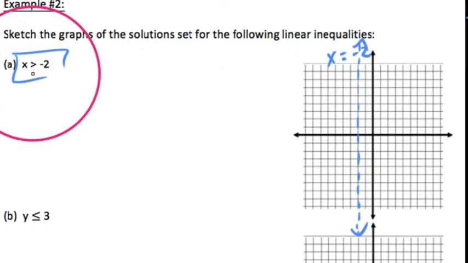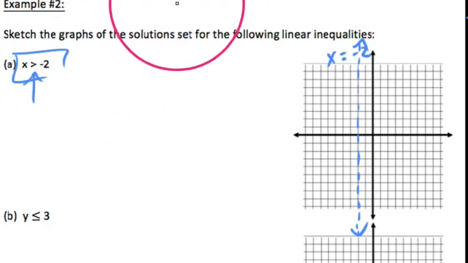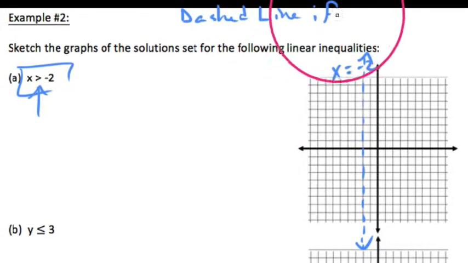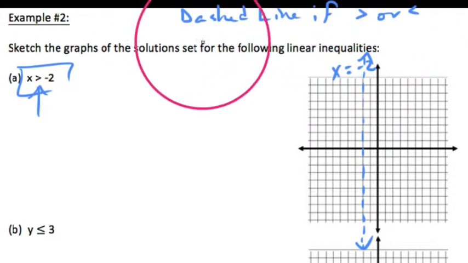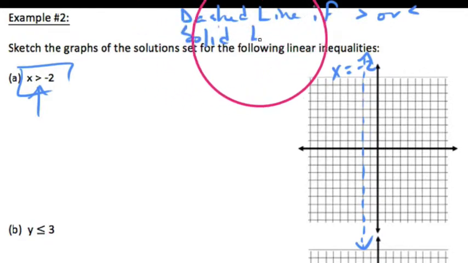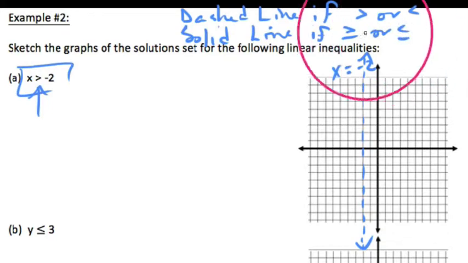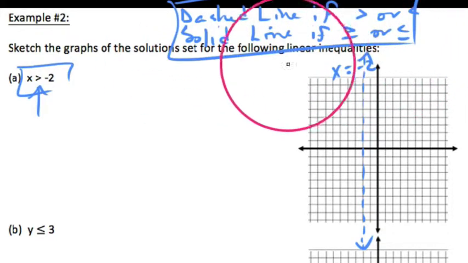And it's dotted because it's not "or equal to." So if you want to make a note, we say like a dashed line if it's this or this, and it's a solid line if it's greater than or equal to or less than or equal to. So this is a good note to have in your back pocket, okay?